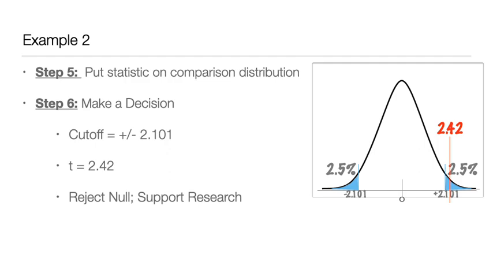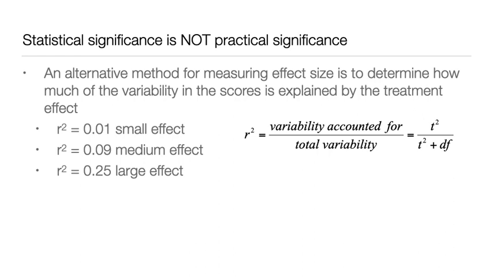So our step 5 was 2.42. We put that on our distribution. That is in those cutoff regions. It is more extreme. So we're going to reject the null and support our research in step 6. Now, the next piece that we need is to remember that just because we have a statistically significant effect here, we would not expect this by chance, so we can say it's statistically significant. Remember, statistical significance is not the same thing as practical significance. And so we always want to make sure we're including a measure of effect size as well.